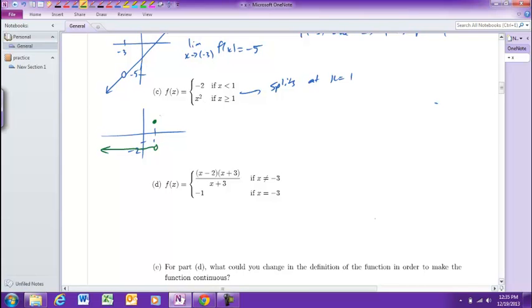So I put a solid dot up here. This is at x equals 1, and it goes that way. So I can see on my graph I've got a break here. So the gap does in fact happen at x equals 1.